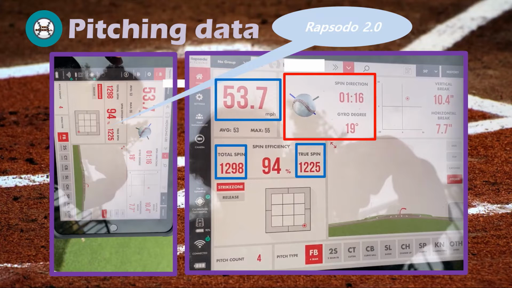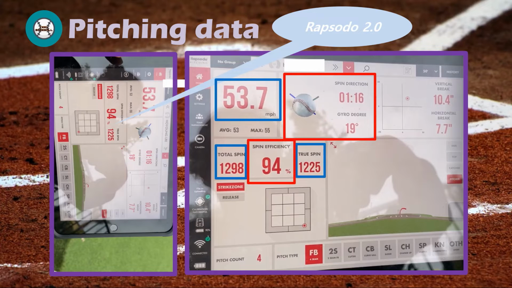For me, spin axis shows 1 o'clock, so it's a little bit to the side, so it gets a little bit more horizontal break than it would with just straight backspin. Finally, spin efficiency is the percentage of spin directly creating movement on a pitch. This is calculated by taking the ratio of the true spin rate of the ball divided by the total spin. The true spin takes out the side spin of the ball, which offers more RPMs but does not affect the movement of the pitch in any way.